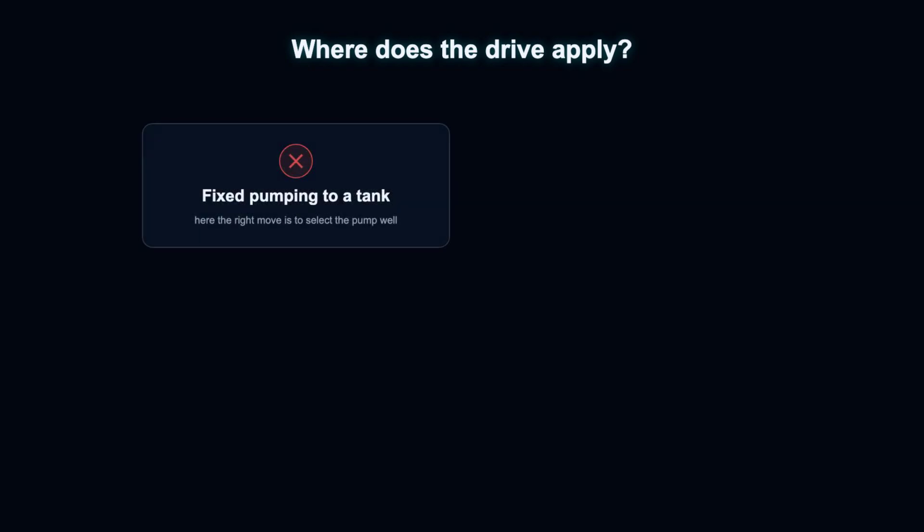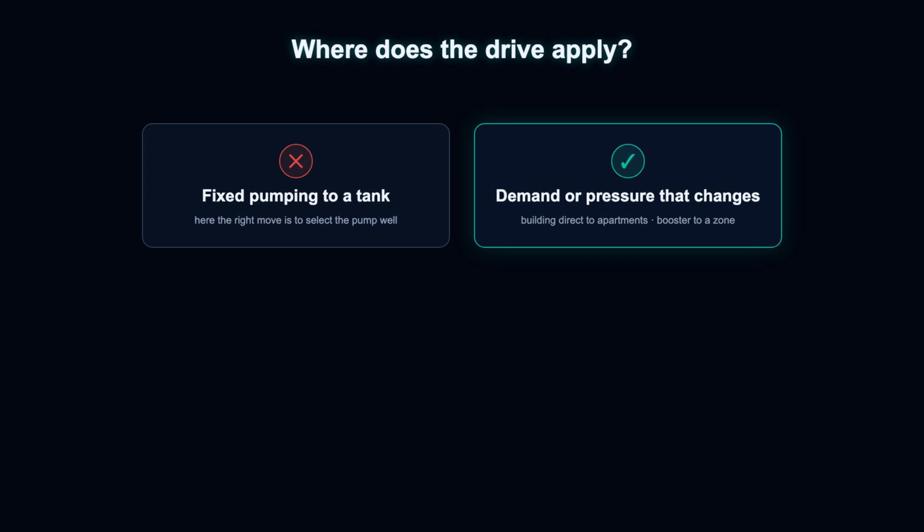First of all, the most important thing: where does the drive apply? Because it does not apply everywhere. If your pump carries water to an elevated tank, at a more or less fixed flow, the drive is not the answer. There, the right move is to select the pump well and schedule the pumping, as we saw in the previous episode. The drive shines in a different scenario, when demand makes the pressure change. The classic case: a building pumping directly to the apartments, or a booster pressurizing a zone of the network. There, where demand rises and falls all the time, is where the drive earns its place.